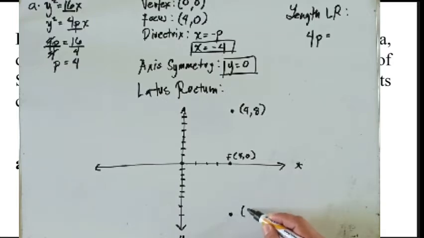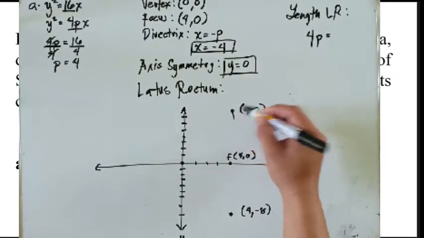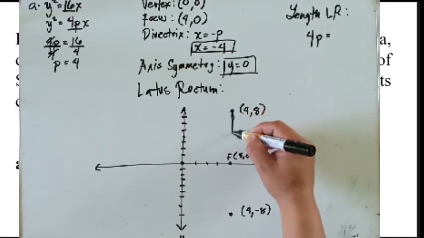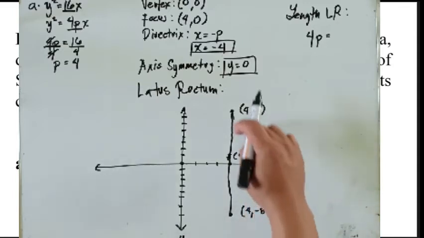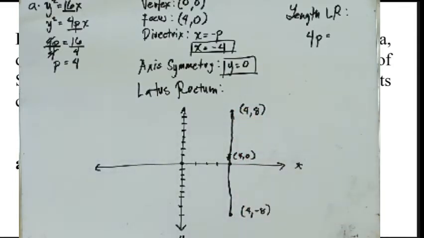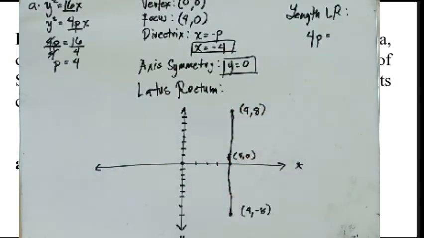Let's get the point here, which is (4, -8). So if we try to draw a chord connecting that point (4, 8), (4, 0), and (4, -8), this chord is the latus rectum, which is 16 units in length.